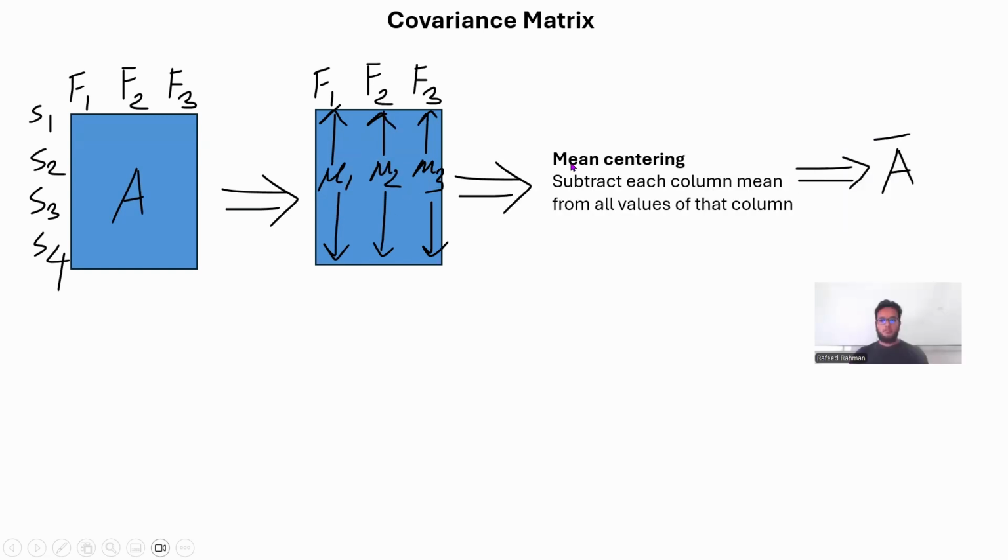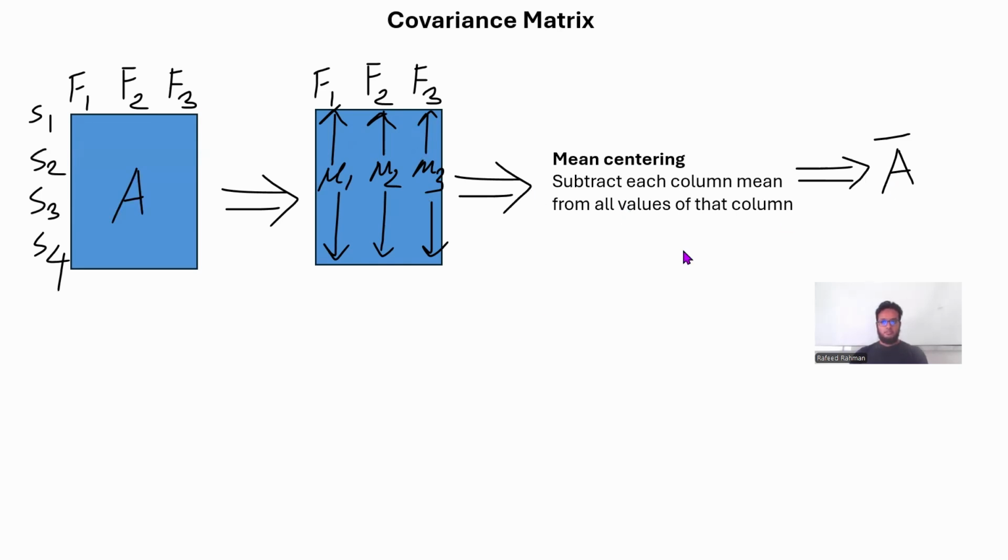Then we have to mean center this dataset matrix. How do we do that? We subtract μ1 from every value of feature F1. The first element of feature F1, we subtract μ1 from that. The second element of feature F1, we subtract μ1 from that, and so on and so forth. We do the exact same thing for F2, subtracting μ2, the mean, from each value of feature F2, and same thing for F3.